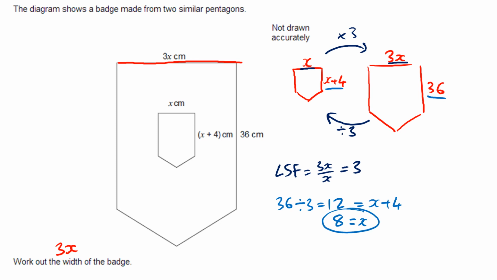What's the width of our badge? It's 3x, so 3 times 8, which is 24 centimeters. You could check this stuff works if you wanted. You could fill in that that's 24, that's 8, that's 12. And you can clearly see, yeah, we had to multiply 8 by 3 to get to 24. We had to multiply 12 by 3 to get to 36.